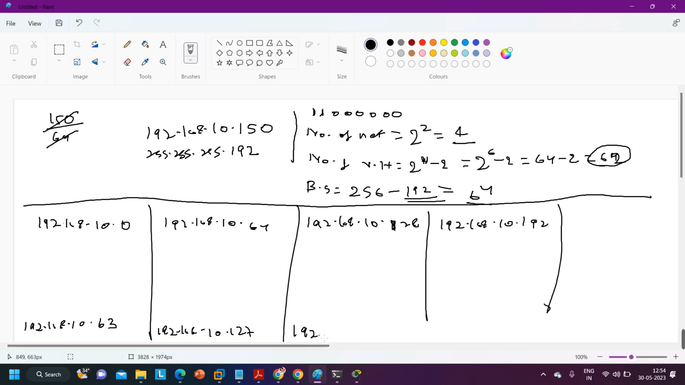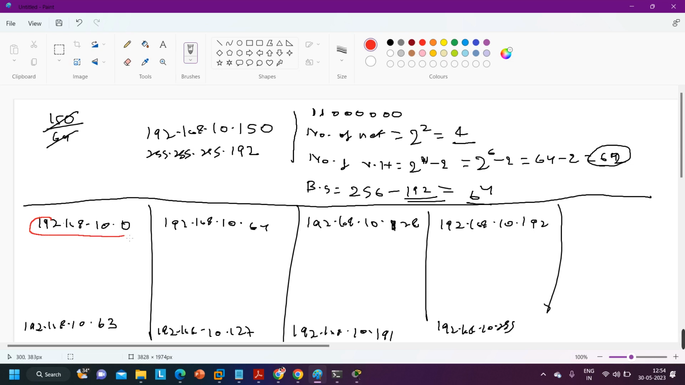What will be the last IP address of this network? 192.168.10... sorry, the next network is starting from 192. So this network is ending on 191. The next network is starting from 256. So this network will end on 255. 192.168.10.255. Right. Okay, this one is your network ID.